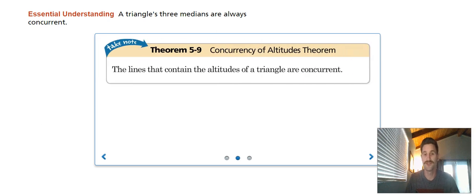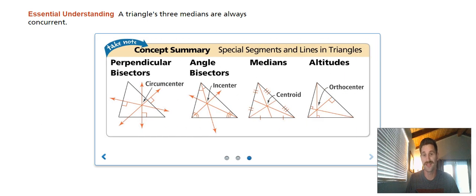Also, the concurrency of altitudes. All altitudes will meet in a triangle. And then this is the last thing, and I want you to go ahead and write this down, so please write this. I know we already wrote it down, but this will be our first thing that we write down. We have all of our concepts right here. So we have 4 types of concurrency: circumcenter, incenter, centroid, orthocenter, and they're made up of these 4 types of things. So go ahead and pause the video and write those down. Alright, let's look at some examples and we'll get moving right along.